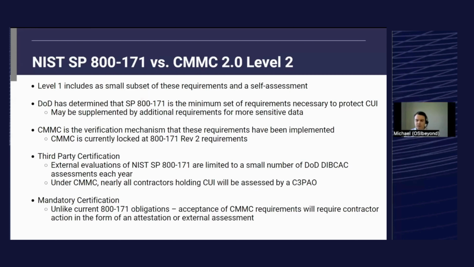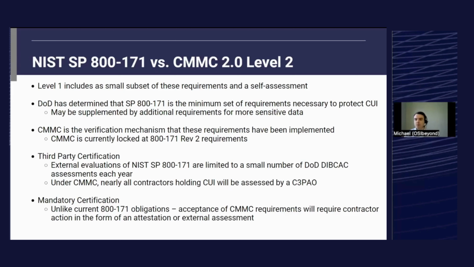Level 1, the way they've chosen to assess that and build out the objectives for it, is effectively a subset of the 800-171 requirements at the moment. It is just a self-assessment, which is definitely a good thing for contractors, but it does still have assessment objectives associated with it, so do not underestimate it. If you do want to have a legitimate comprehensive self-assessment against CMMC Level 1, there is still going to be some effort and some burden involved for most contractors.